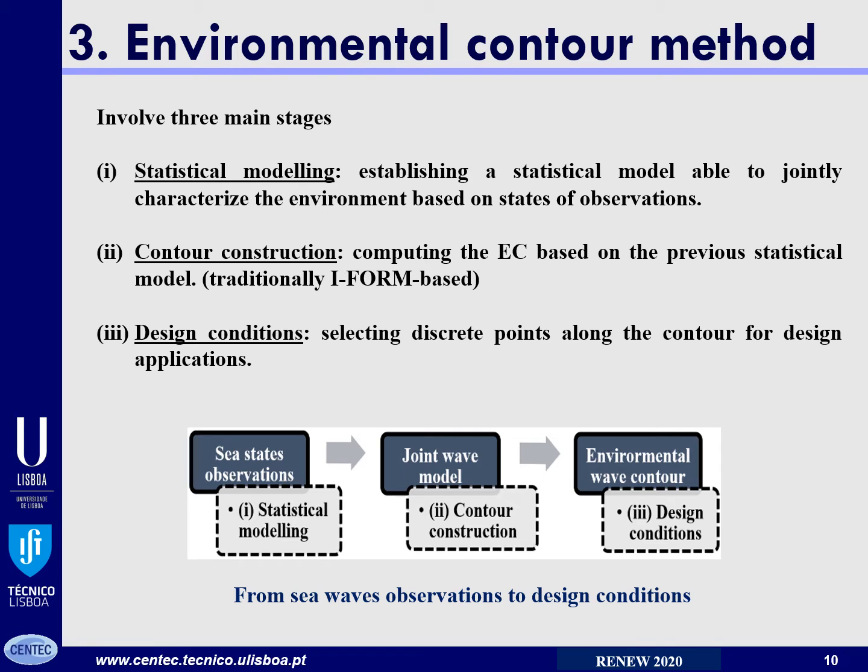The environmental contour methods involve three main stages. 1. Model statistically the metocean observations and apply a suitable distribution to model them. Second, construct the contour based on the previous joint model. This step is made by the I-form approach, but I want to say here that other approaches exist, such as direct Monte Carlo sampling, copula sampling, rejection sampling, and others. And the final step consists in selecting the critical points along the contour to apply in design of structures for marine purposes.